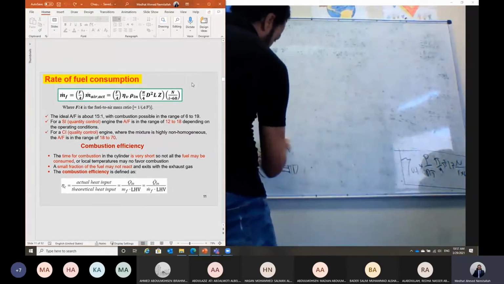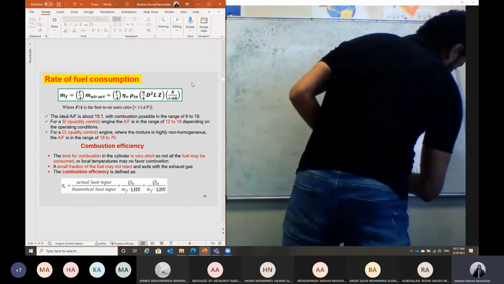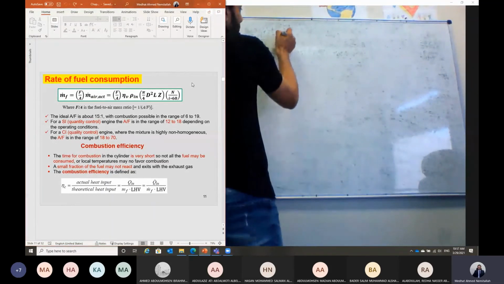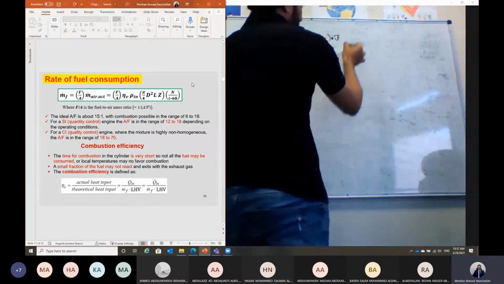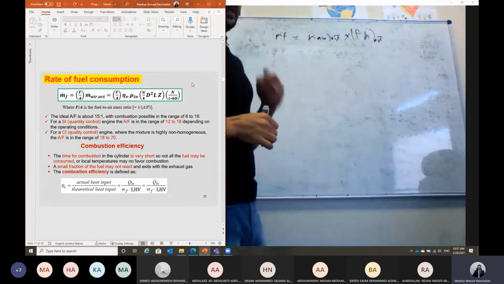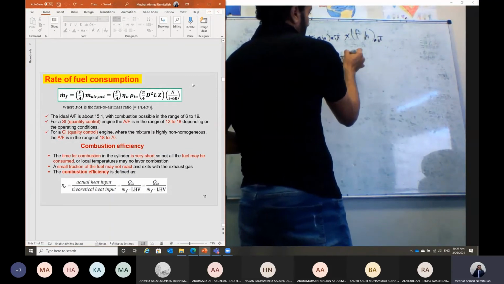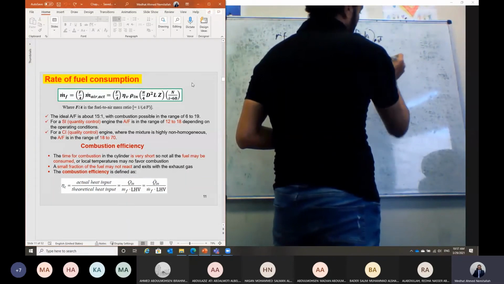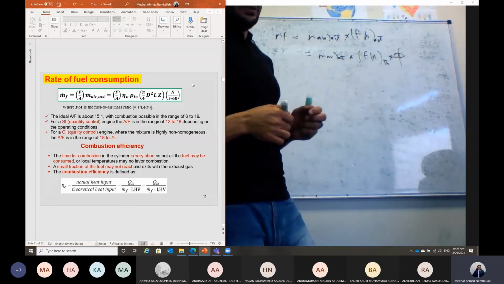The mass flow rate of fuel should equal the mass flow rate of air multiplied by the fuel to air ratio in this case. So this is how we can calculate the mass flow rate of fuel. m dot fuel equals m dot air actual multiplied by the actual fuel to air ratio. And the actual fuel to air ratio is the fuel to air ratio theoretical, or stoichiometric, multiplied by the equivalence ratio in this case.